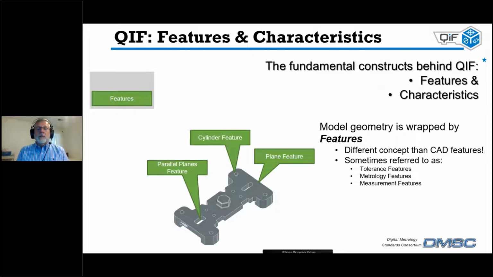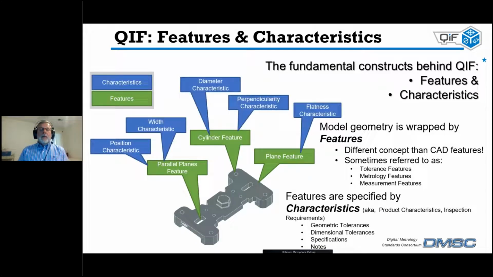Now, these are different than design features that your CAD systems would have, but these are features for us as manufacturing quality individuals. Sometimes they're called measurement features or metrology features, but those are described here in the QIF. And then, of course, those features are specified by characteristics. Some people call those product characteristics or inspection requirements.